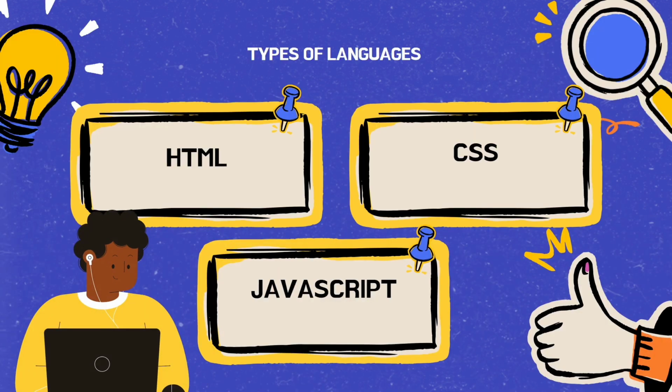Next are the type of languages. There are HTML, CSS, and JavaScript. There are many type of languages in the programming world, but I'm gonna discuss three.